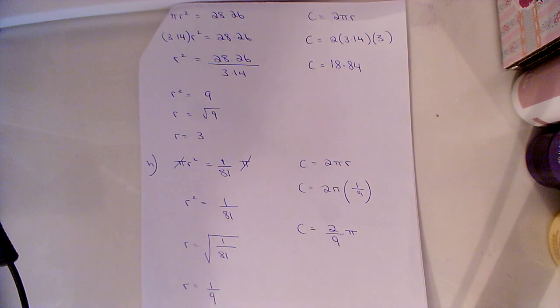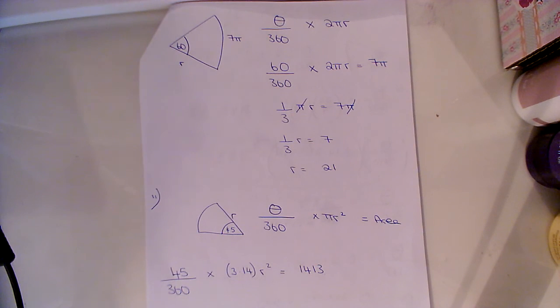7 pi. So I can actually divide, but before the calculator, 60 divided by 360 is 1/6, and multiplied by 2 is 1 over 3, and I have r is equal to 7 pi. So I have 1 over 3 r is equal to 7. Then I have r is equal to 7 divided by 1/3, and I get r is equal to 21.